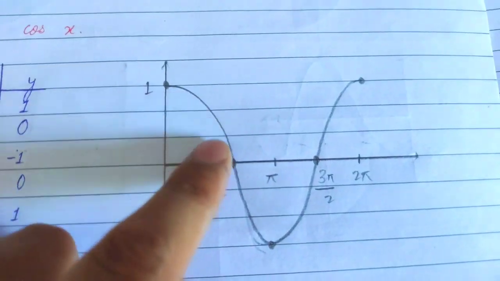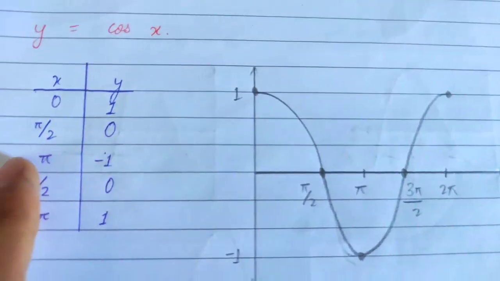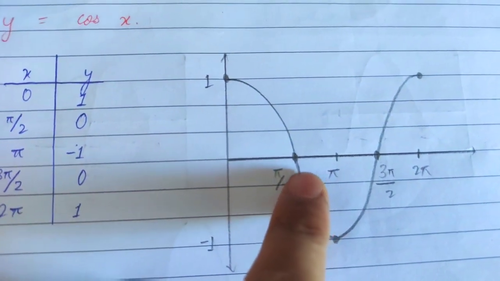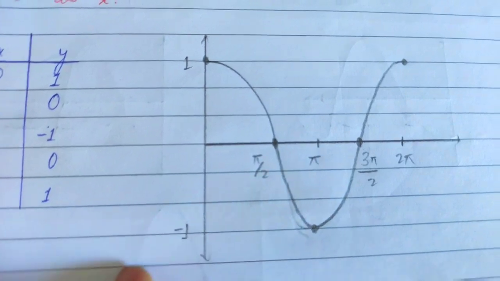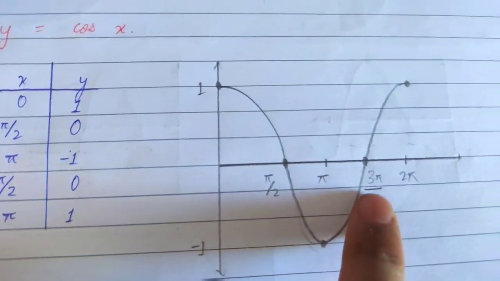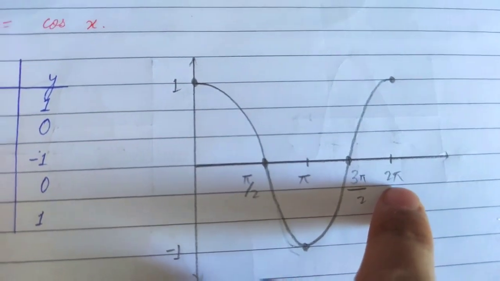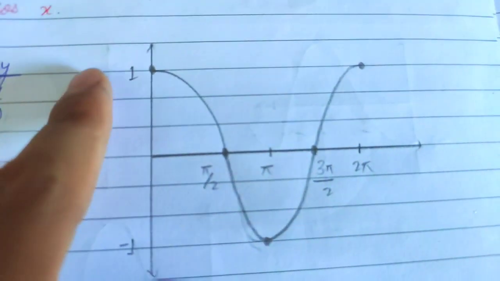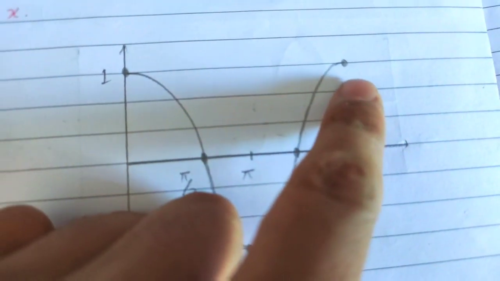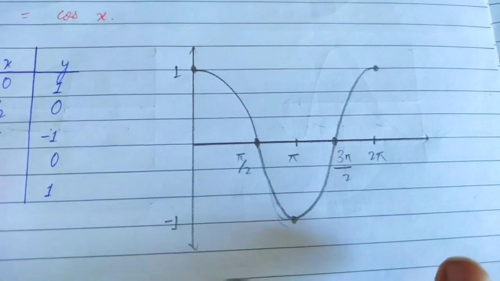So the first point is 0 comma 1, then pi by 2 comma 0, pi comma minus 1, then 3 pi by 2 comma 0, and the last one is 2 pi comma 1. Now we will join these points and we will get this kind of graph. Now we will see examples which will help you visualize better.